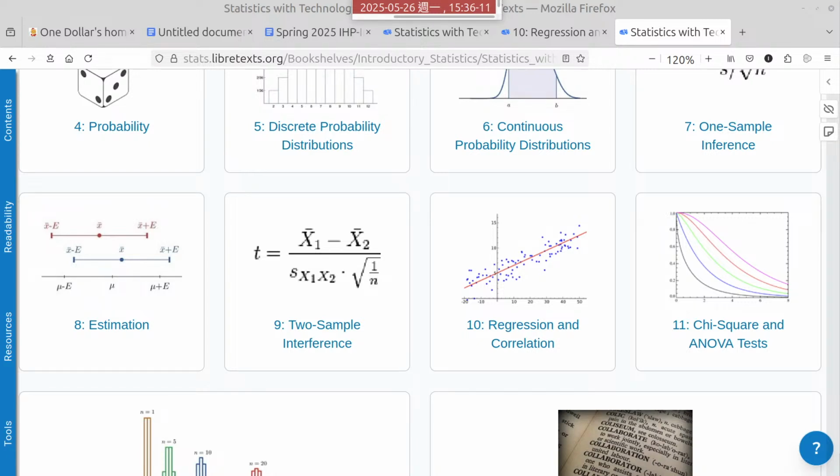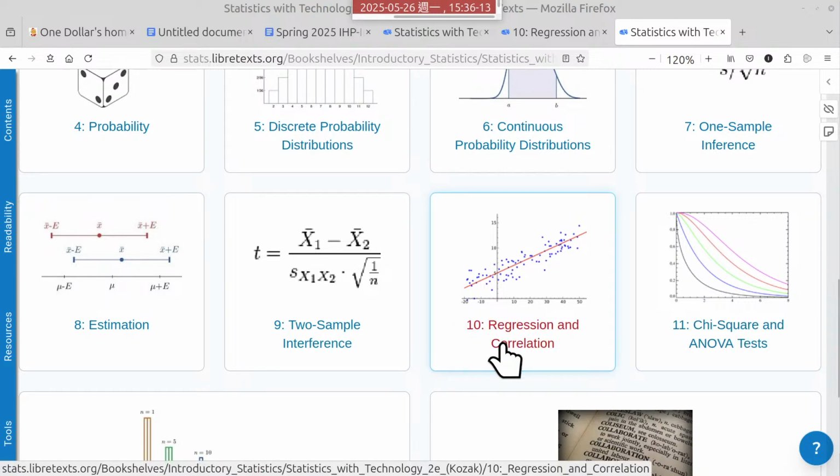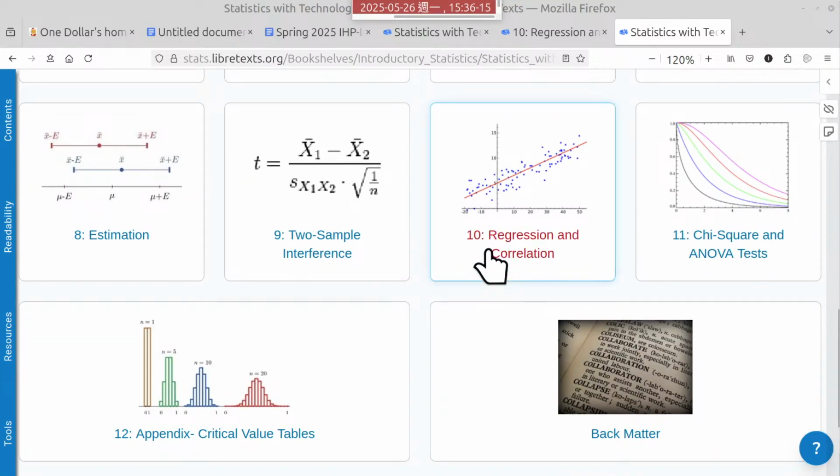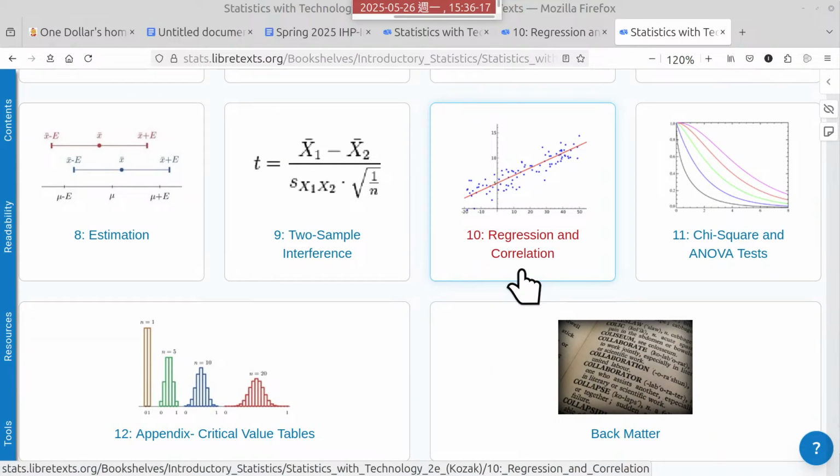Okay, everyone. Today we will move to chapter number 10, regression and correlation. And next week we will discuss something about chi-square and ANOVA test.